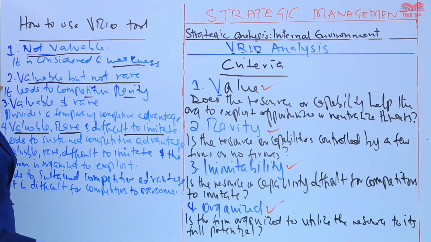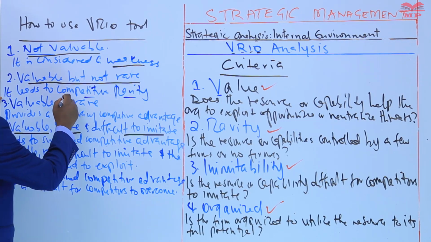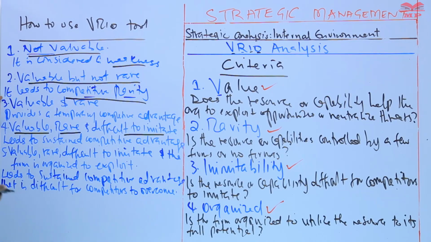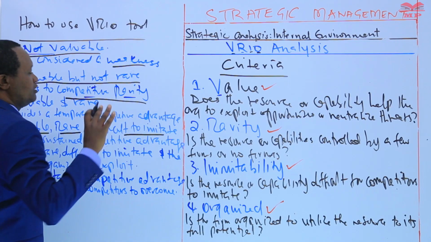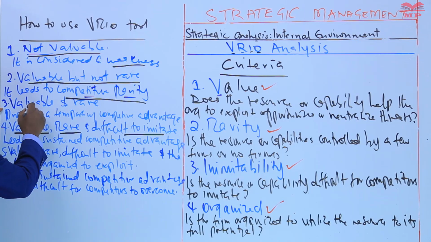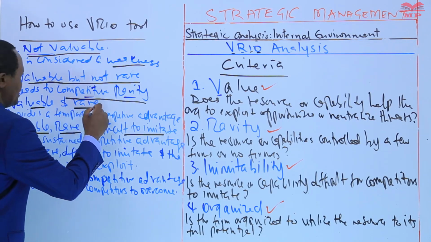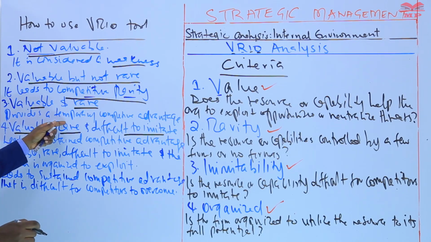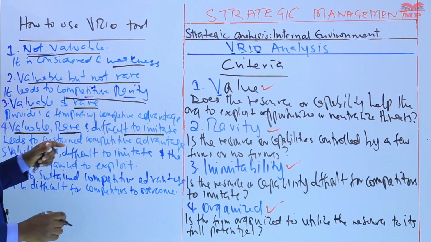The second point: a resource can be valuable but not rare, meaning the competitors have access to the same resource. So that leads to competitive parity, which means that the firm is on par with the competitors. Number 3, a resource can be valuable and rare. That is to say that the resource or capability provides a temporary competitive advantage.